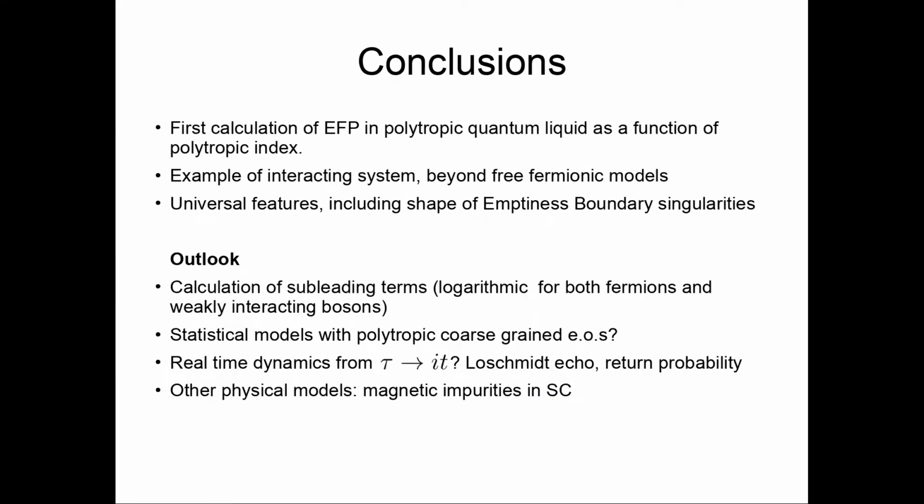In quantum mechanics, it would be nice to have a real-time continuation, which would allow us to calculate the quantum return probability, otherwise known as the Loschmidt echo. And there is an intriguing connection with disordered superconductors, where the quantity of interest is the density of states near the gap as a function of the concentration of magnetic impurities, which is essentially given by the same form as the previous free fermionic result.